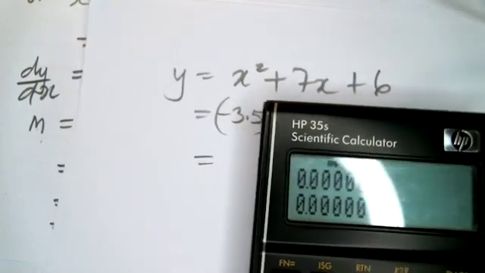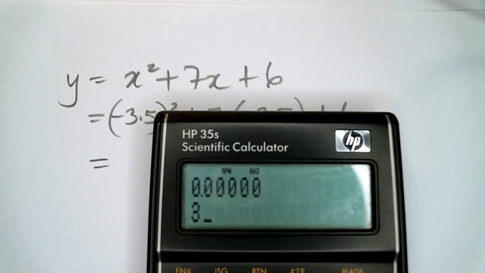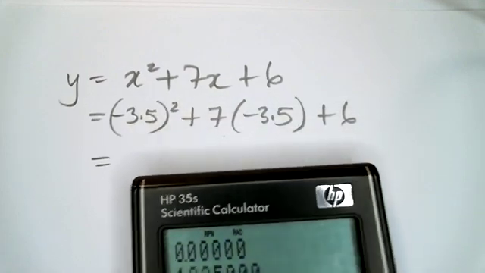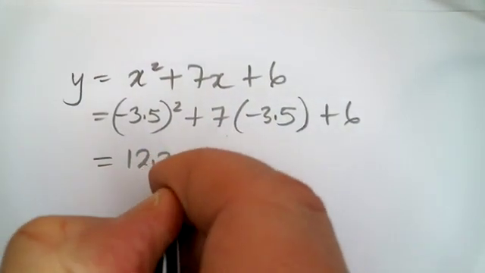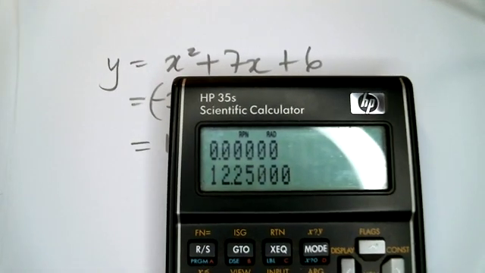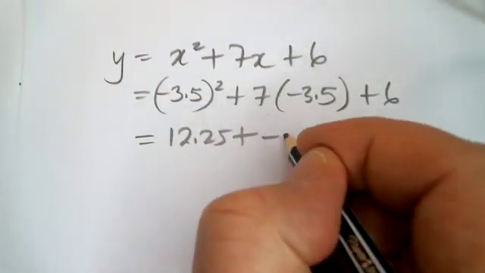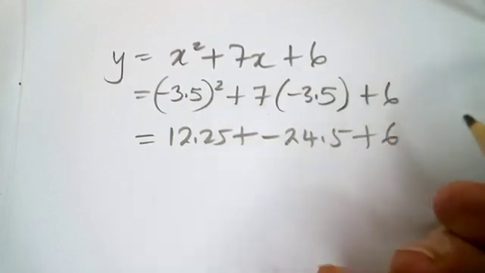That's it, right? Okay, so I've got 3.5 squared. Well, 3.5 squared, you can just use a plus 1 method to do that. But 3.5 squared is going to be 12.25. So I'll put 12.25 here, plus 7 lots of negative 3.5. 7 lots of 3.5 is going to be negative, and multiplying those two together gives negative 24.5. So it's minus 24.5, plus 6, of course.